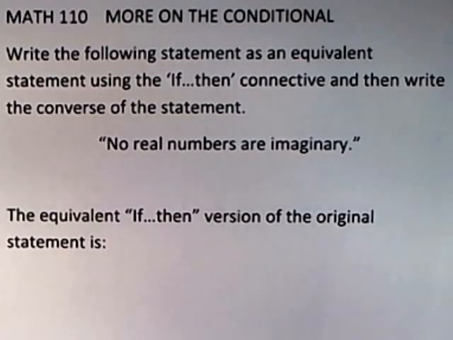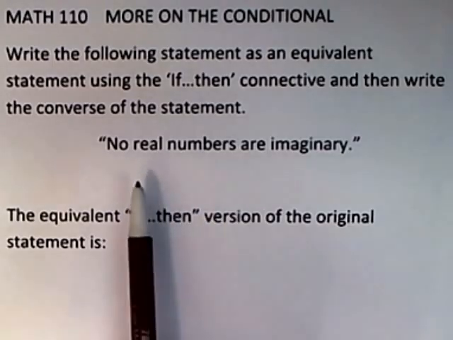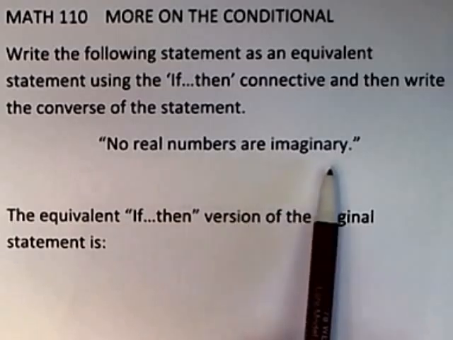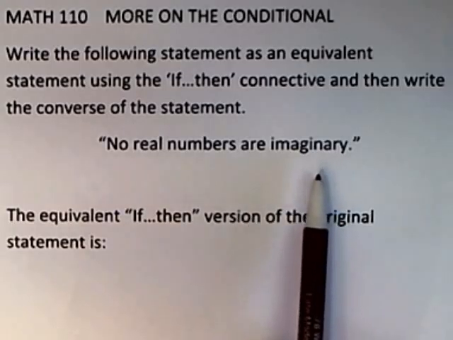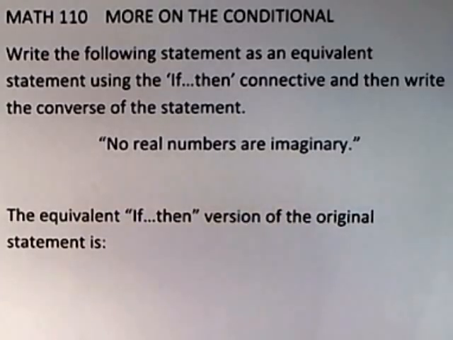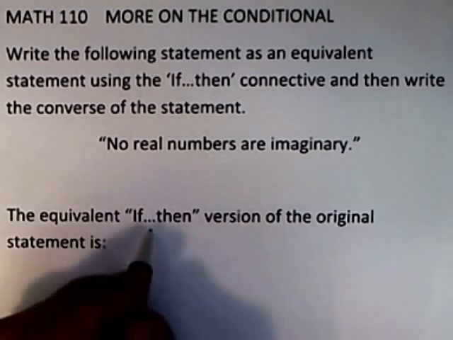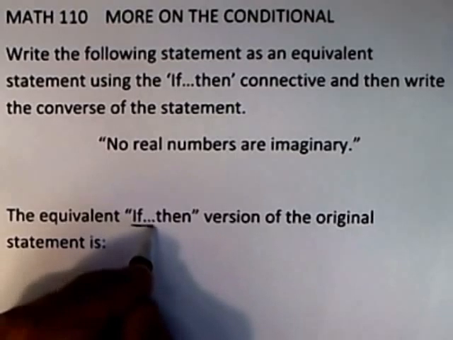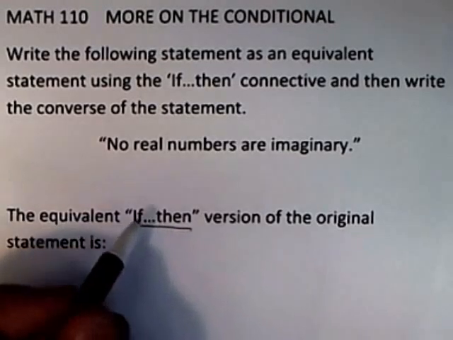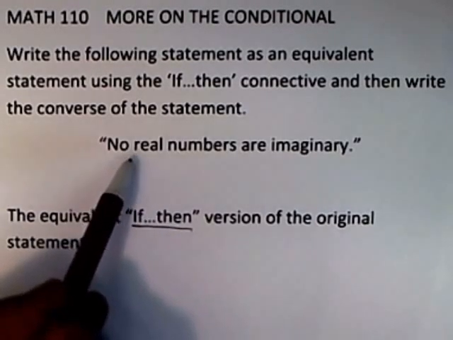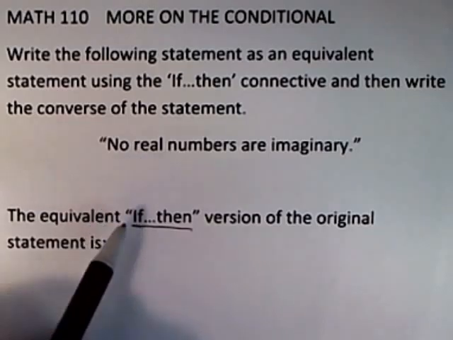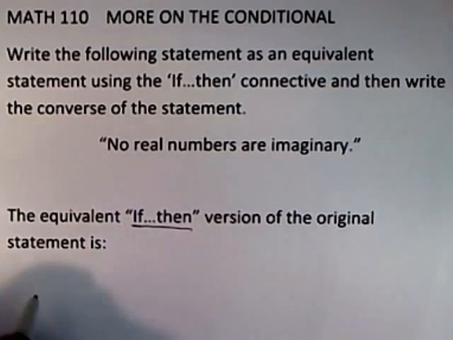This says write the following statement as an equivalent statement using the if-then connective, and then write the converse of the statement. The statement that we're dealing with is no real numbers are imaginary. Now, I don't have any magic solution to how you think this through, but the bottom line is you've got to write a statement that involves if-then, and it has to say exactly the same thing logically as this statement.